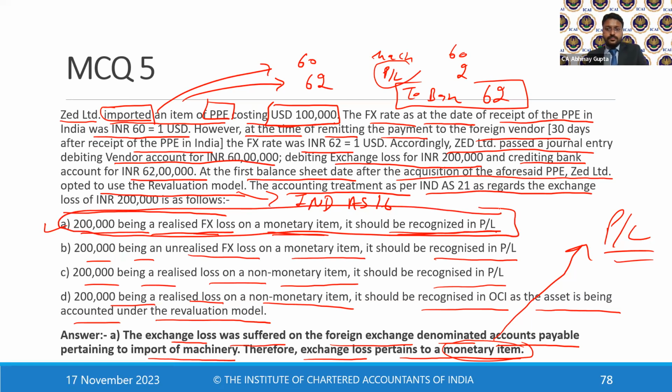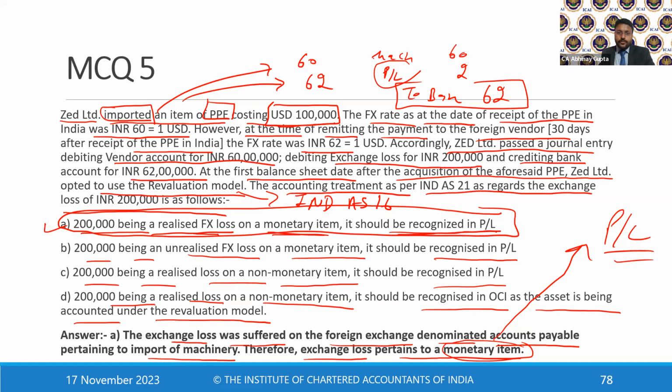Clear? Although it would go to the P&L only even if it was not realized. So whether realized or unrealized, exchange gain or loss on the monetary item will go to the P&L. So the thumb rule is for monetary items, any sort of exchange gain or loss always goes to the P&L.